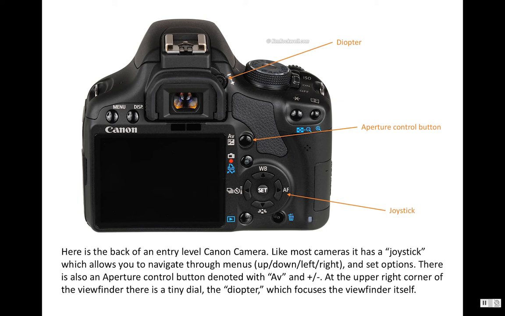If we look at the back of a more entry-level Canon camera, we see a few things. There is, on most cameras, what I refer to as a joystick, something that allows us to go up, down, side to side to navigate through different menus, different options on our screen at the back. This might also allow us to control an autofocus point. There is on the back of the Canon camera an aperture control button. This is a button that you would later hold down to switch from controlling your shutter to controlling your aperture when you dial your control wheel. We'll get to more of that later. There's also, up here, just to the upper right of the viewfinder, a little tiny dial called the Diopter. This allows you to focus the viewfinder so that it is sharp for your vision, kind of like prescription glasses.